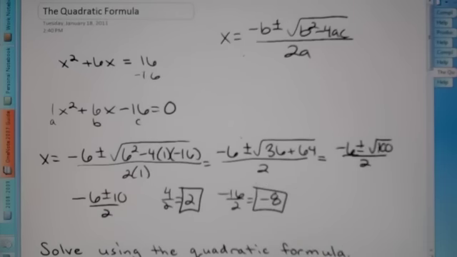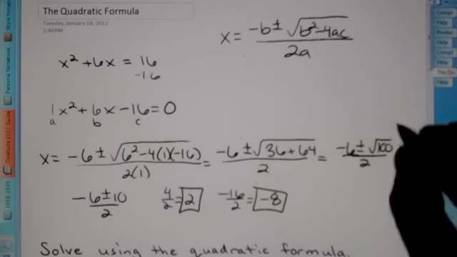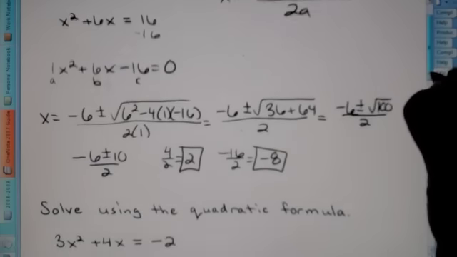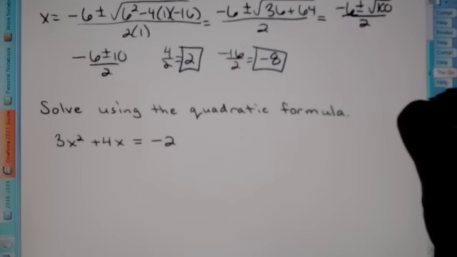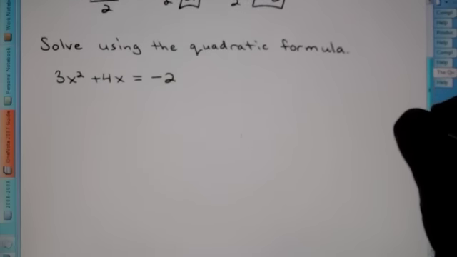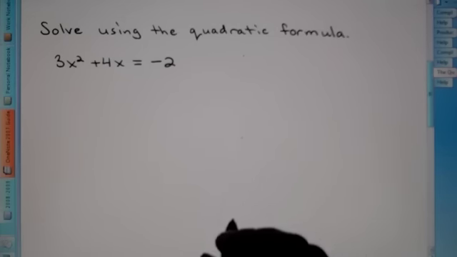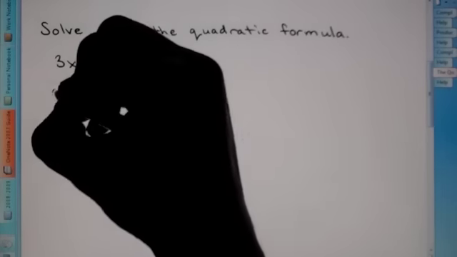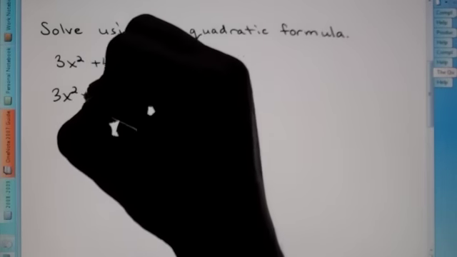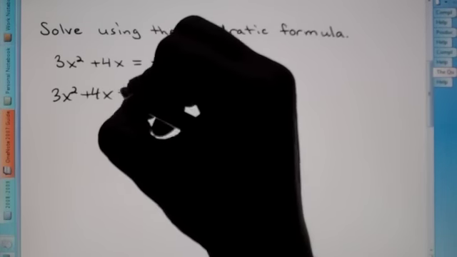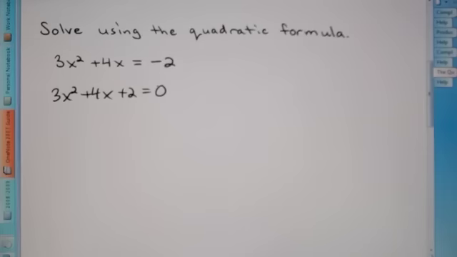Okay? So this is stuff that we've done before. We're going to do the same thing. It's just now we're going to introduce some complex numbers. So i, the letter i, will probably be in your answer. So this one says solve using the quadratic formula. So just like our last problem, we need to make sure one side is equal to 0. So we're going to add the 2 over. So we get 3x squared plus 4x plus 2 equals 0.